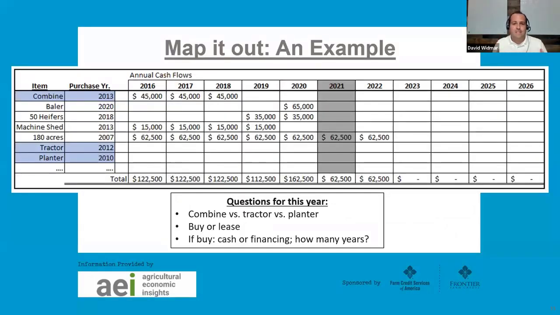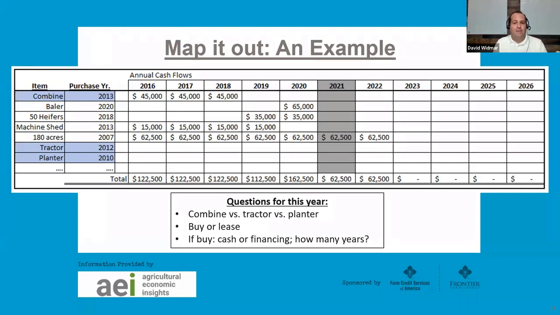So this is an abridged or a condensed version of what you might have for your operation. On the left, we've listed all the pieces of equipment. We listed the purchase year. And then we started to map out these cash flows that we talked about. We broke it out by individual piece of equipment and added up the total. And as you can see, here's an operation that bought a combine in 2013. They had debt on it through 2018.